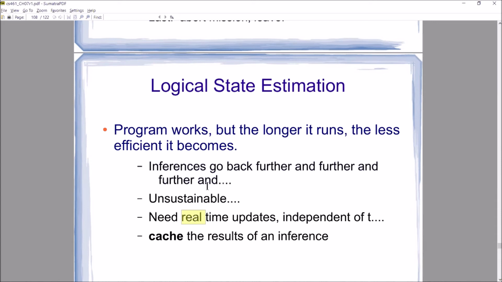So what we can do is we can make a cache, right? When we make an inference, we can cache that result. We can store that result, okay? That way you're not having to repeat the same inferences over and over again. When time passes and you go to a next step, you can just go back to your cache, take the results of everything you've inferred up to that point, and build on that without having to rebuild it all completely from scratch.